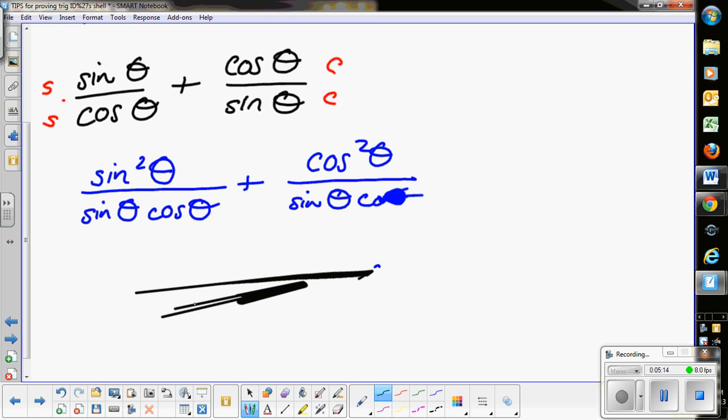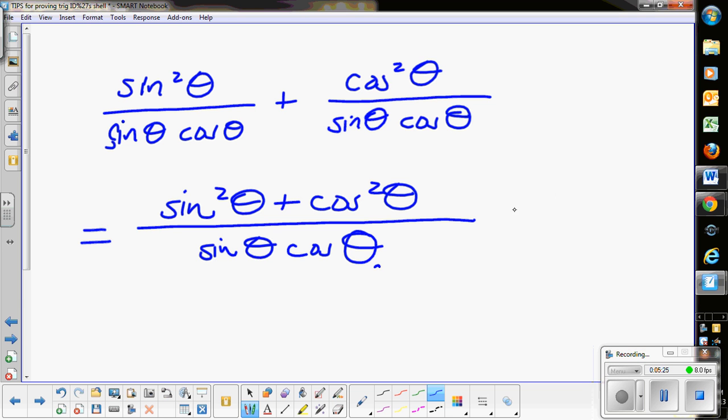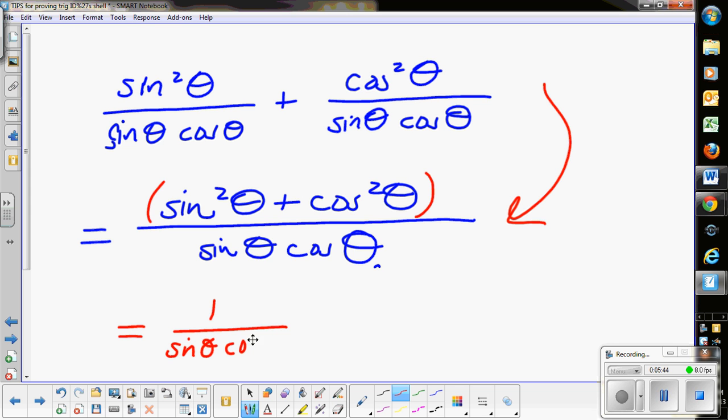Hold up. Okay, because we have a common denominator of sine times cosine, we can just combine the two fractions. So this is showing here the combining of the two fractions. And now on the top, hopefully you recognize that this part is a Pythagorean identity. What is sine squared plus cosine squared equal to? Equal to 1. So I've got 1 over sine times cosine.